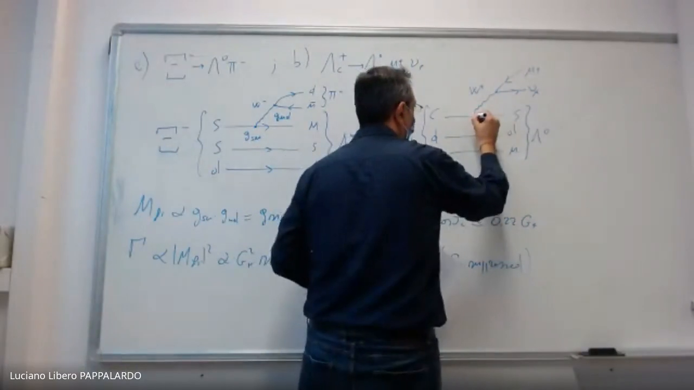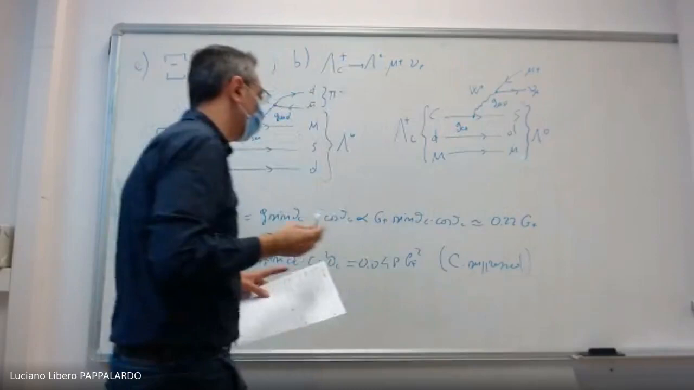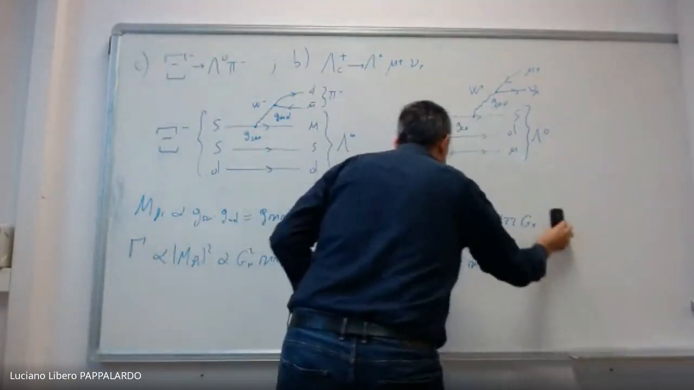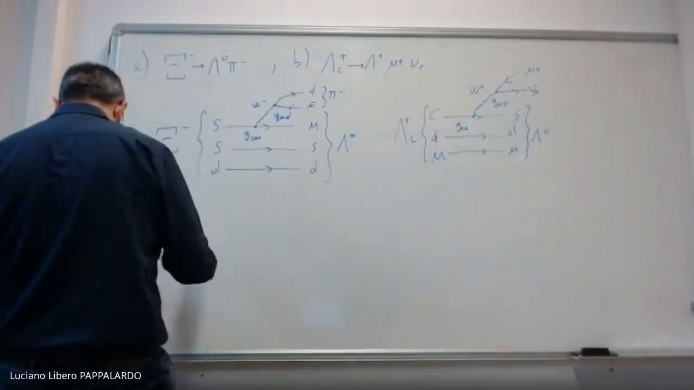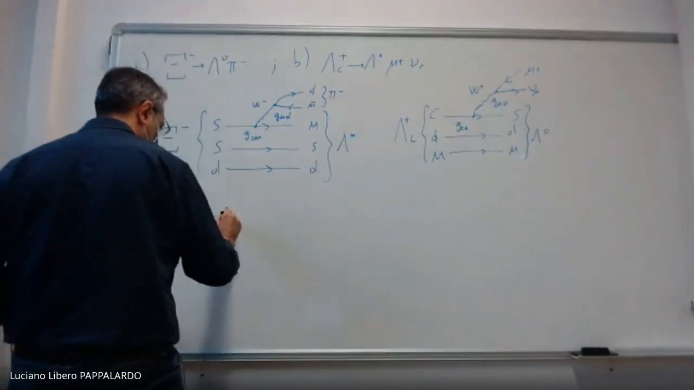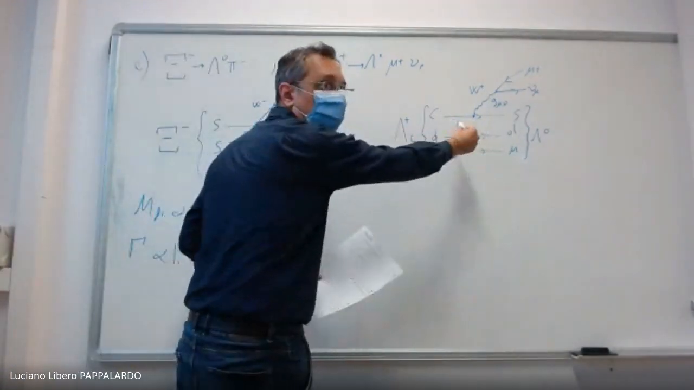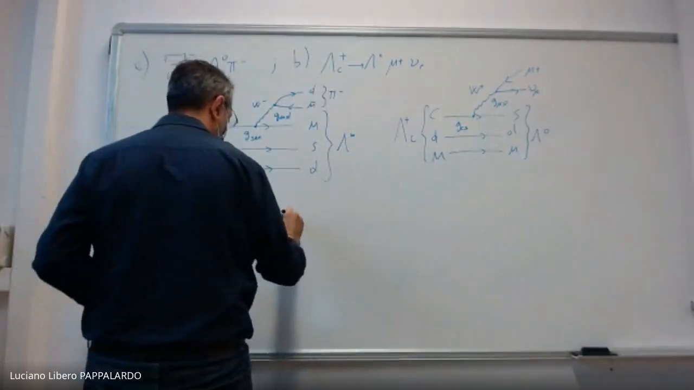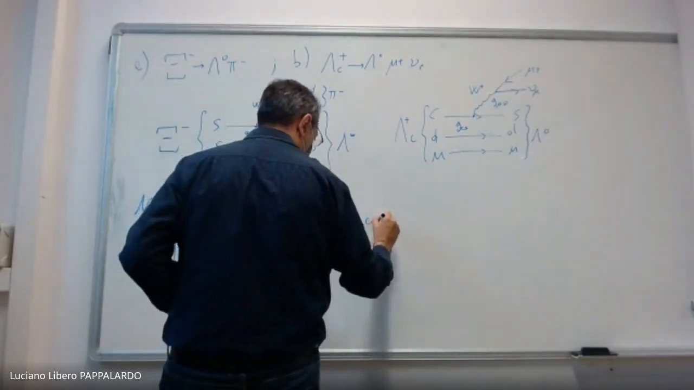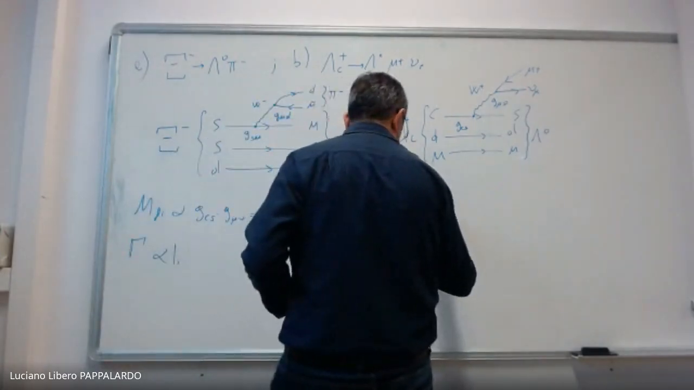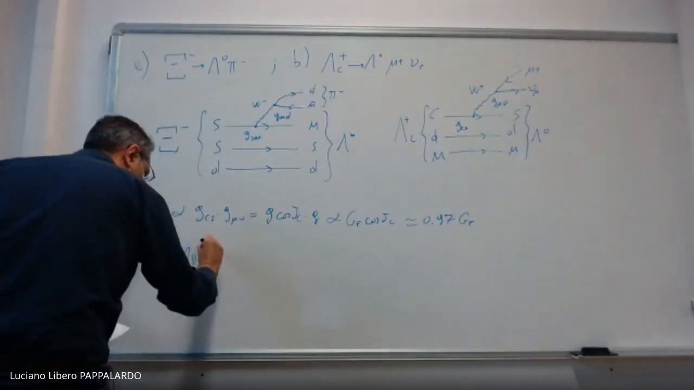So we have G, yes, G mu. So this is c to s, the same family, right? The second family. So this is just G cosine theta_C times G. So this is G_F cosine theta_C. It is 0.97 G_F. And we take the square of this.